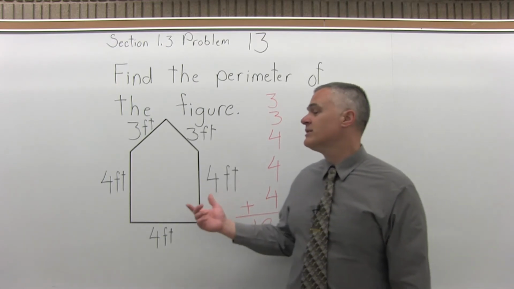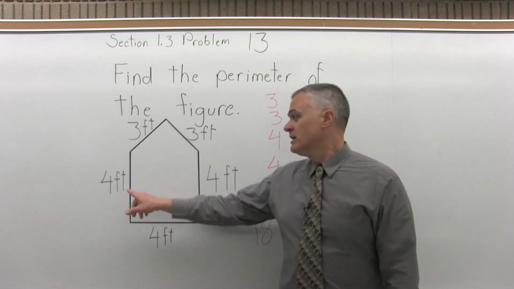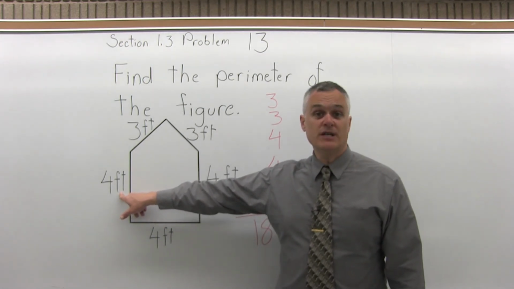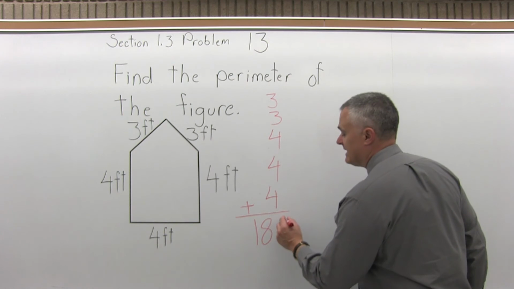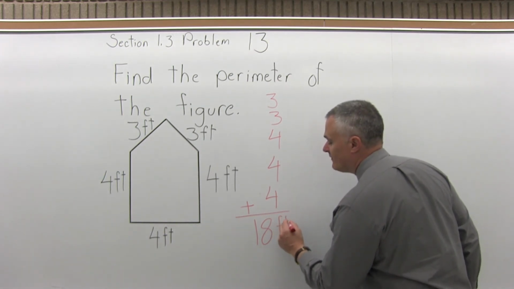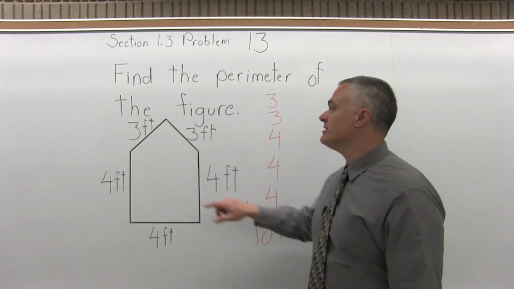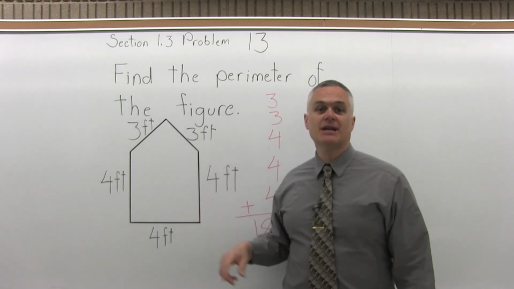And in a problem like this, you want to notice the units of measure. It's in the given information. It's in feet. So my answer of 18 really means 18 feet. So the perimeter, or distance around this shape, is 18 feet.